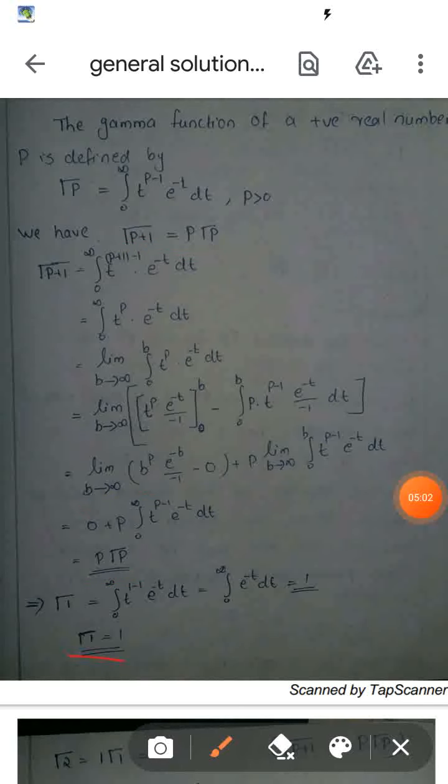And also we have gamma 1 equal to 1, because gamma 1 equal to integral 0 to infinity t raised to 1 minus 1 into e raised to minus t dt, which is equal to integral 0 to infinity e raised to minus t dt, which is equal to 1. Therefore, gamma 1 equal to 1.